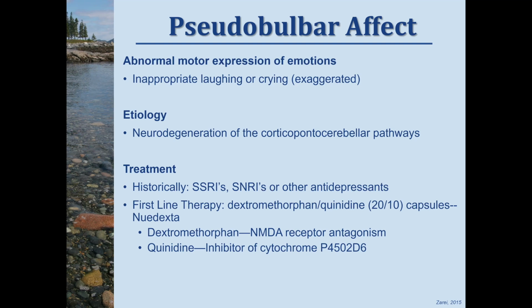Historically, we've used SSRIs or antidepressants, but first line therapy now really is Nuedexta, which is a combination dextromethorphan quinidine. It's commercially available in capsules, still pretty expensive. For patients who can't swallow capsules, we have been known to compound that, which greatly reduces the cost, but also allows you to use the PEG tube to administer it in a liquid form. So the dextromethorphan is really the active ingredient, working as that NMDA receptor antagonist. Quinidine is really there just to inhibit the liver enzymes so that the dextromethorphan can last longer.